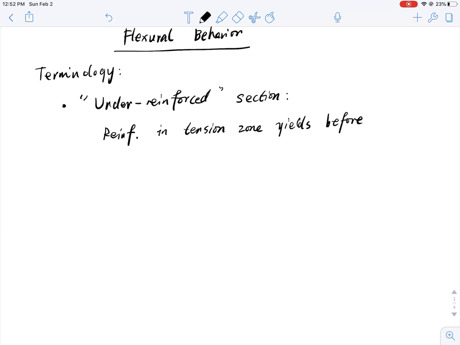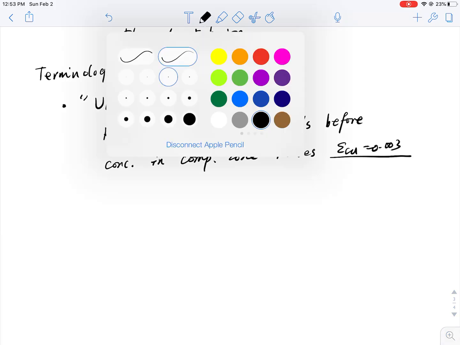before the concrete in compression zone reaches epsilon cu, reaches failure basically. That is to say, if I want an under reinforced section, my steel has already yielded when my concrete fails. So this is the desirable one.